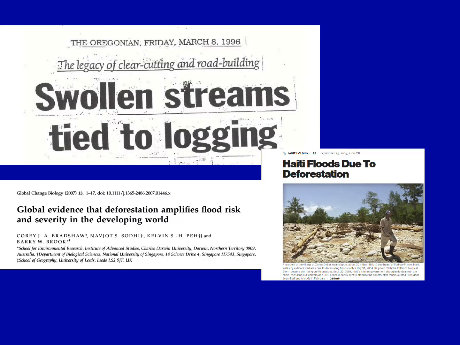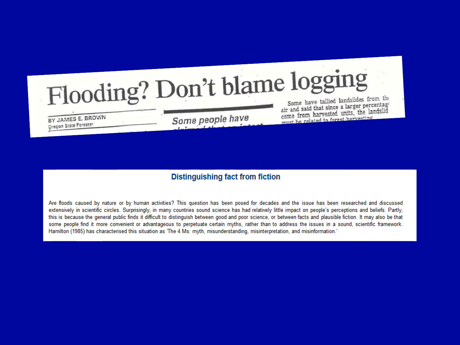More specifically, here are 3 examples of headlines that tie flood risk to deforestation. While these articles argue that these are just examples of humans wanting to blame someone else when things go wrong, in this unit, we will briefly explore the fact and fiction behind some of these claims.